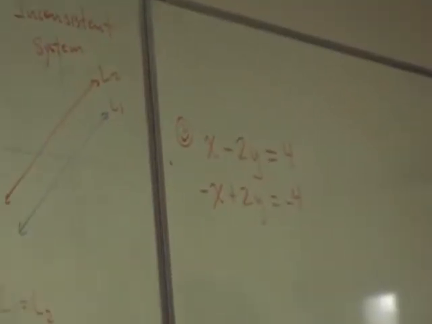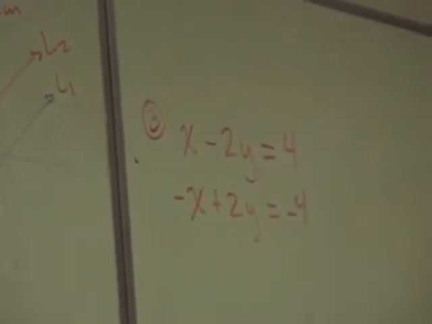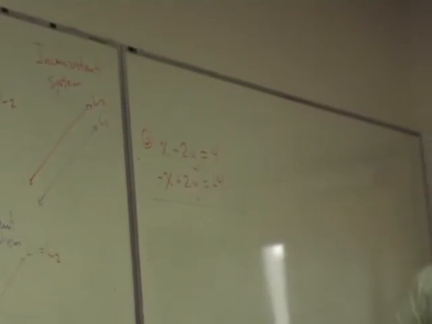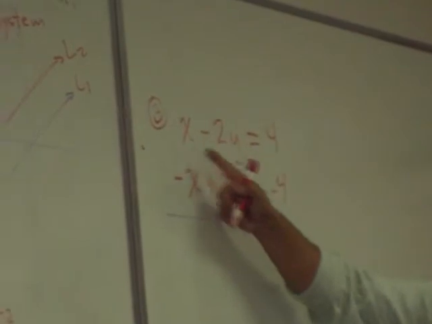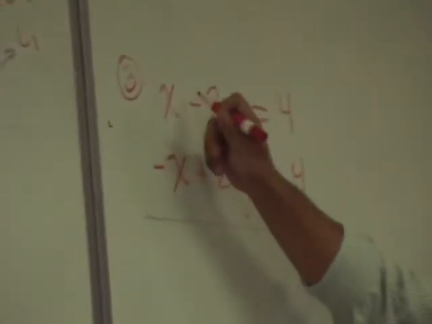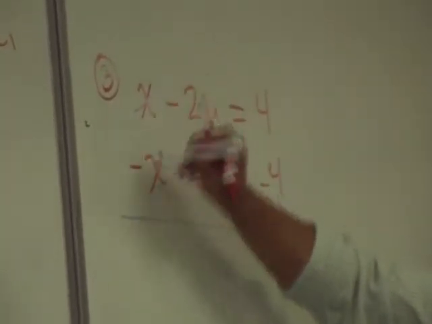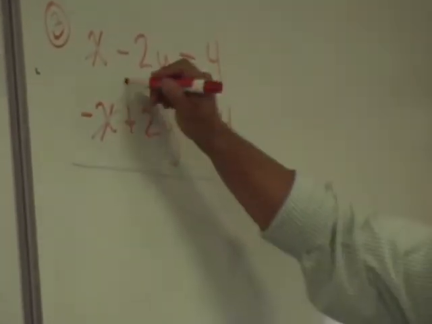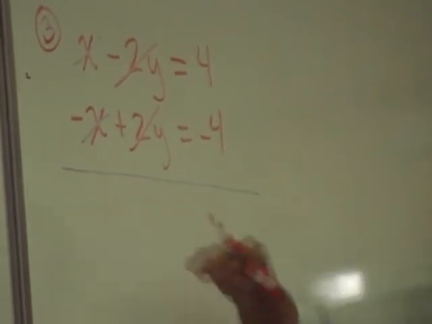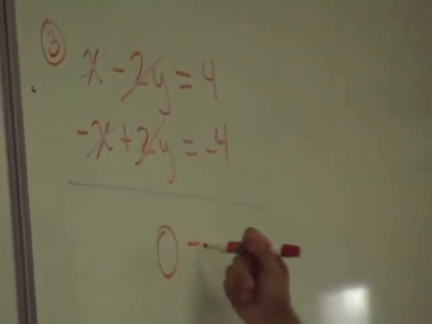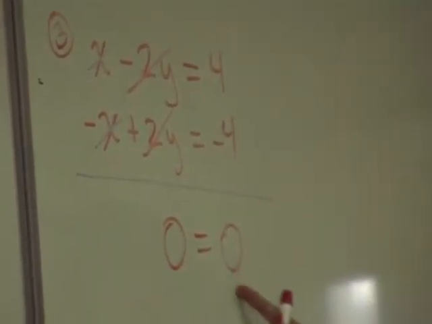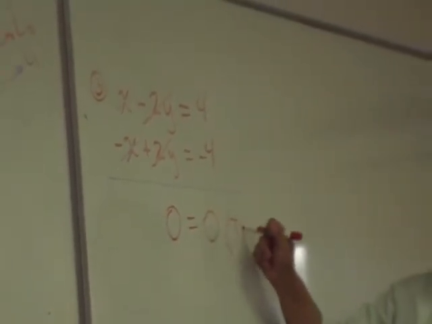What happens here if you end up with a system like this and you use the addition method? Well, let's see. What's x minus x? They cancel out. What is negative 2y plus 2y? They cancel out. So what's left on the left-hand side of the equation? 0. Equals. What is 4 minus 4? 0. What kind of a statement is this? True. This is a true statement.